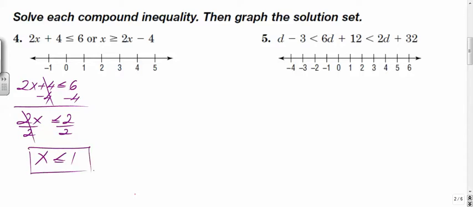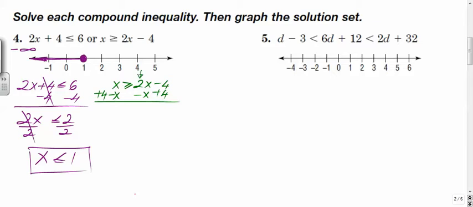Got it? Okay, if you want to graph it, less than or equal, full dot, all the way to the negative infinity, all the numbers that are less than or equal to 1. Next one, x greater than or equal to 2x minus 4. To solve it, you will add 4 to both sides, right? And you will take x away from both sides. I don't want my x's on the right, because I have 2x on the right and 1x on the left.